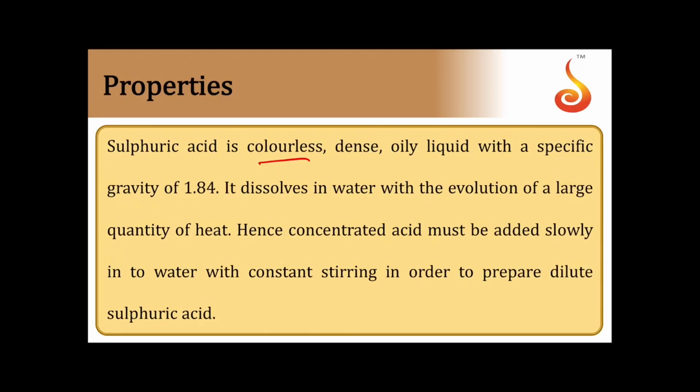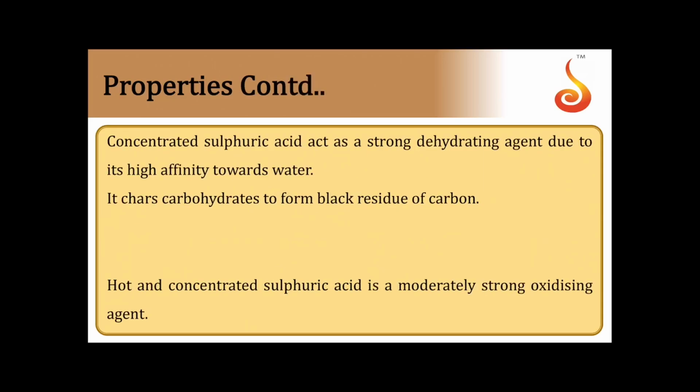Then the properties: it is a colorless, dense, oily liquid with strong hydrogen bonding and a specific density of 1.84. It dissolves in water with evolution of a large amount of heat, so dissolution in water is highly exothermic. Hence, the concentrated acid must be added slowly to water to prepare dilute acid. We cannot add water to acid; we need to add acid to water very slowly to prepare dilute sulfuric acid.